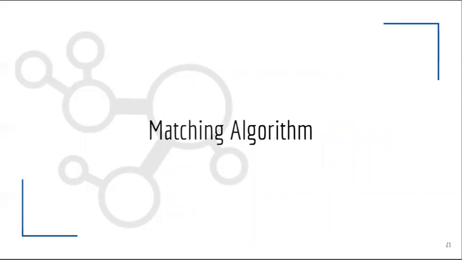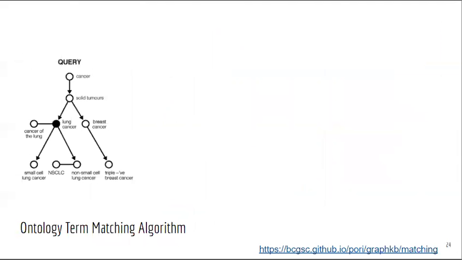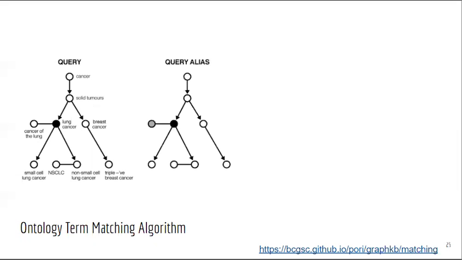Next, we're going to talk a little bit about how the matching algorithms that GraphKB uses work under the hood. The ontology matching algorithm heavily leverages the graph structure of our database, and traverses the graph in 4 main steps. The first step matches a set of vertices based on the user's input query. Most often, this means matching vertices based on their name. Above, we have matched the vertex lung cancer.